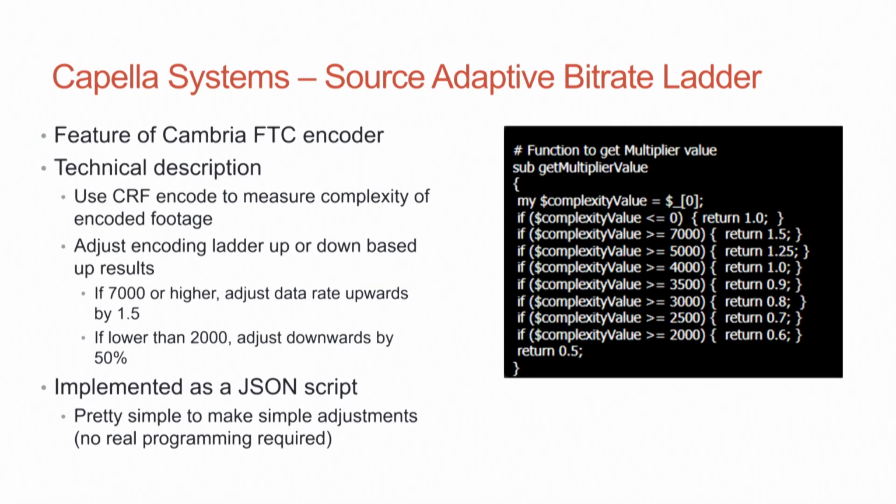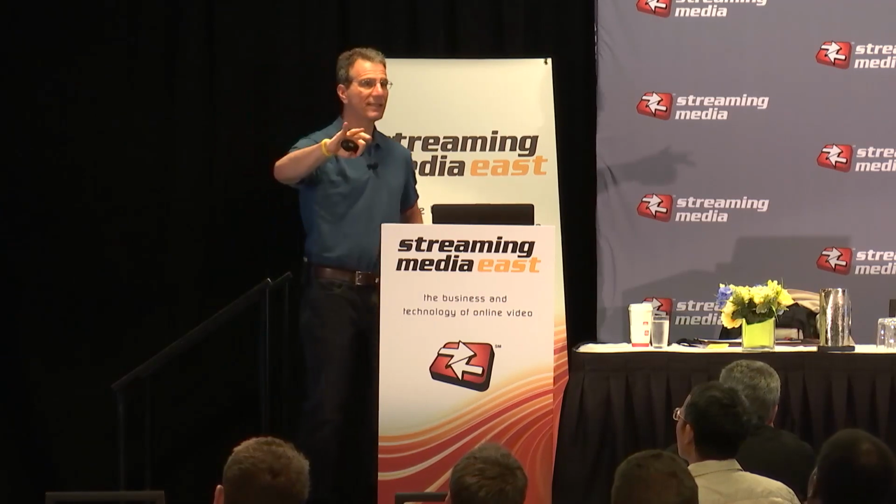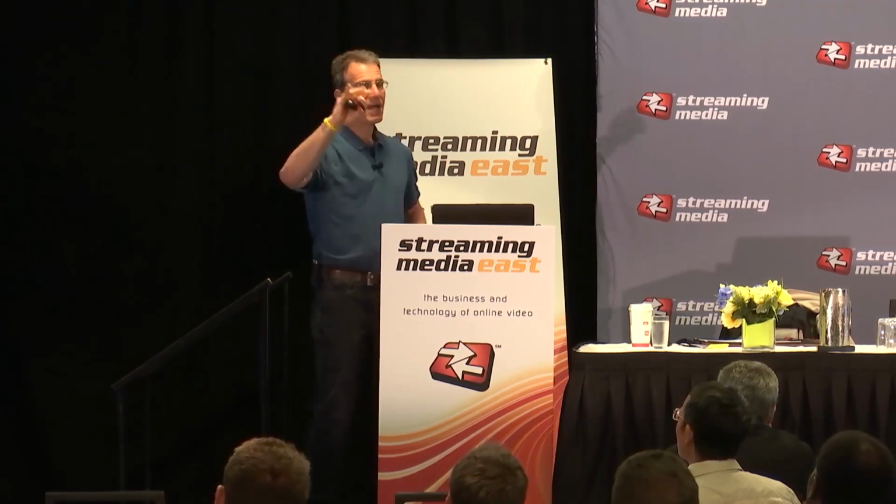Here's Capella Systems, and I talked a lot about this at the start. Capella is one of those two-step technologies that uses CRF to gauge complexity and then applies a traditional encoding technique to that file. So if you like CBR, this is a technology you can use. And what Capella does is it encodes the entire clip using CRF. And again, CRF encodes the clip at a constant quality level, not at a target bit rate.